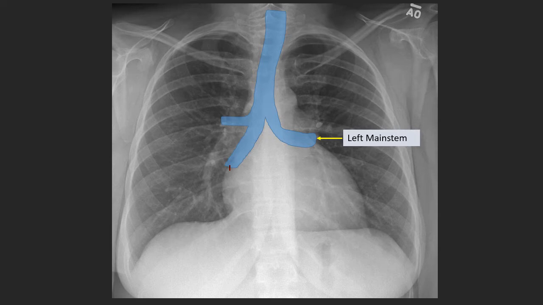Notice how the right upper lobe bronchus is going to be higher than the left mainstem bronchus. Also note that on the lateral view, when these structures are overlapping, the bronchus intermedius will overlap the orifice, or the circle, of the left mainstem bronchus.